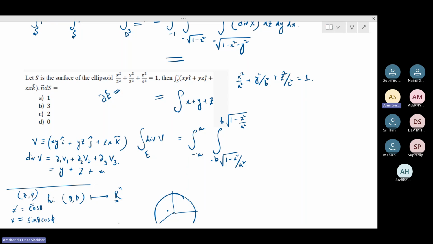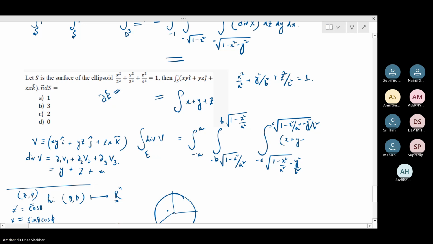Right? And then your z can vary from minus c times the square root of 1 minus x squared by a squared minus y squared by b squared, to c times the square root of 1 minus x squared by a squared minus y squared by b squared. And you have this function, which is x plus y plus z. Okay, so you can complete this integral.